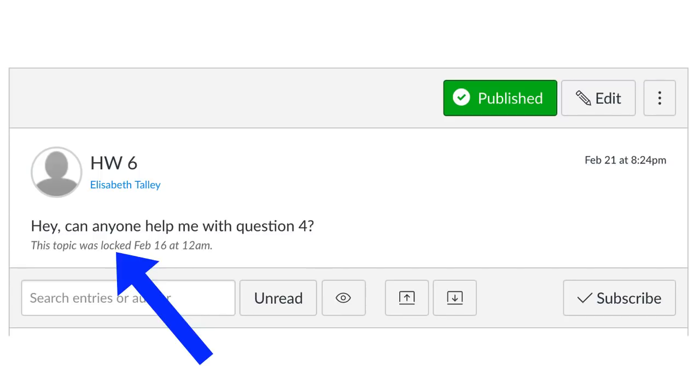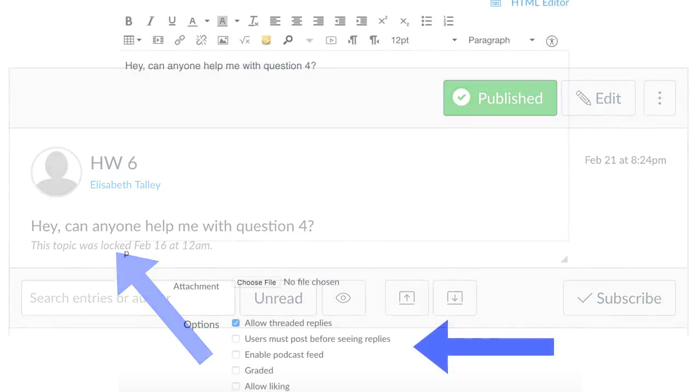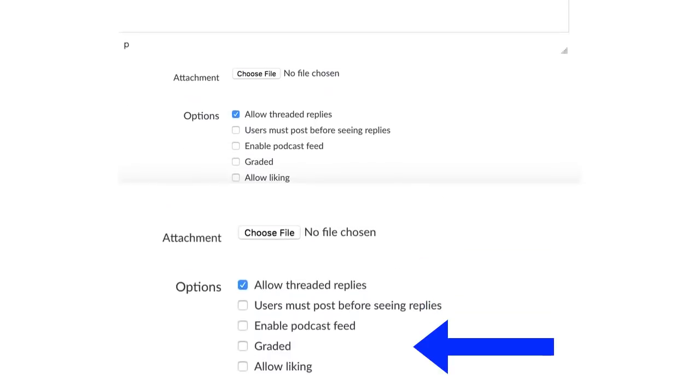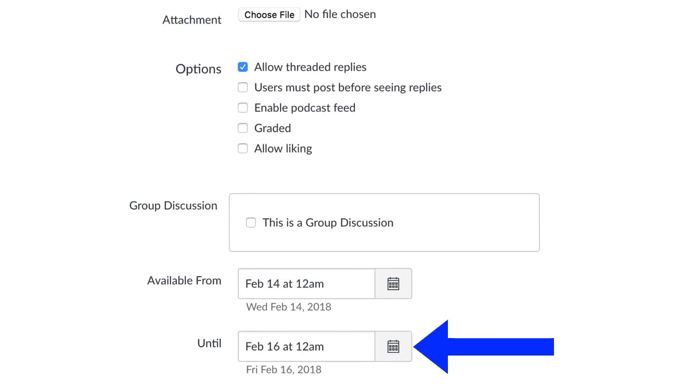So this particular student inadvertently, they were down here, and they did threaded replies. They didn't do allow liking, but here's where they made their mistake.